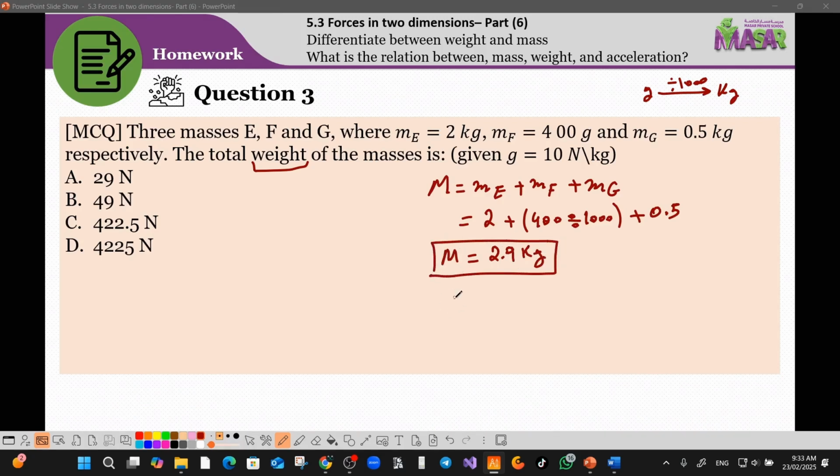Now we will use this total mass to find the total force of gravity or the total weight. Mass times g. Now the mass is 2.9. The g is given by 10. And the answer is 29 Newton. This is the H.